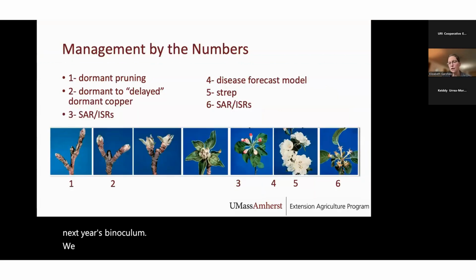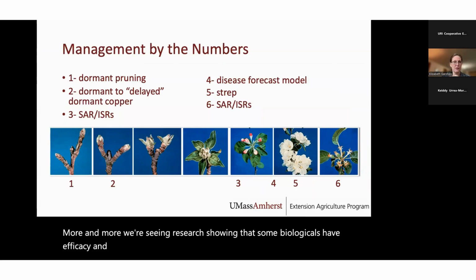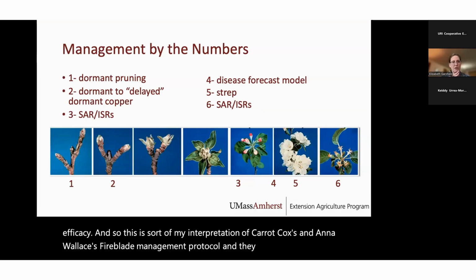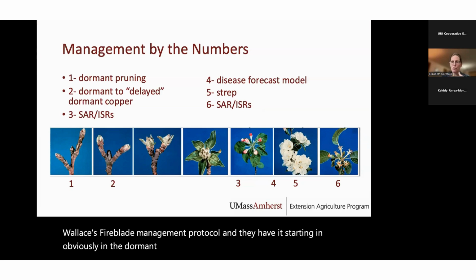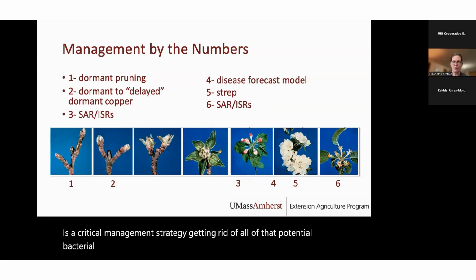We have some management options. More and more, we're seeing research showing that some biologicals have efficacy. And so this is sort of my interpretation of Carrot Cox's and Anna Wallace's fire blight management protocol. They have it starting, obviously, in the dormant season. Removing those cankers in the winter is a critical management strategy. Getting rid of all of that potential bacterial inoculum is really going to help reduce your pressure moving forward.